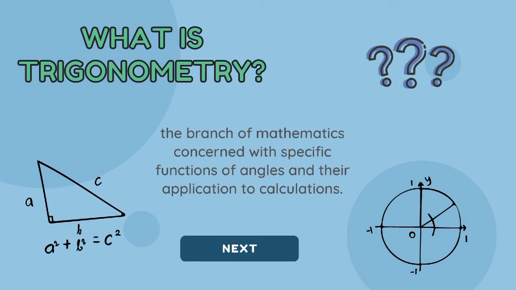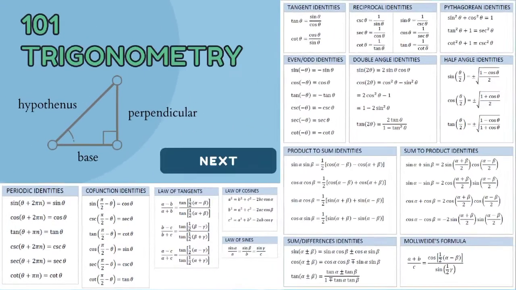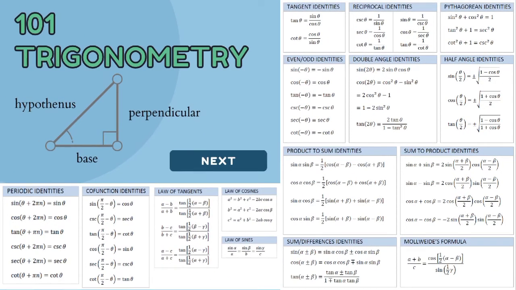What is trigonometry? Trigonometry is the branch of mathematics concerned with specific functions of angles and their application to calculation. These are the basic formulas in trigonometry.